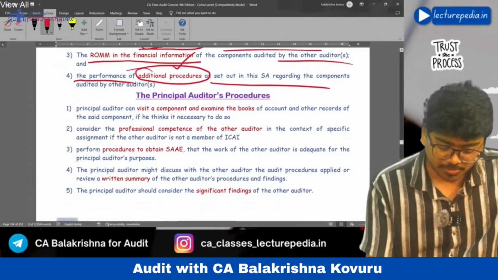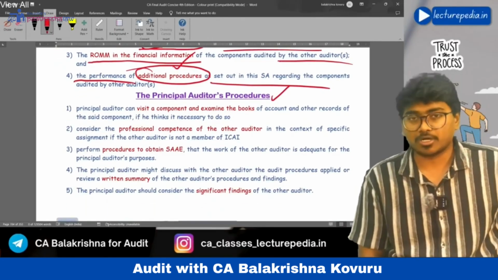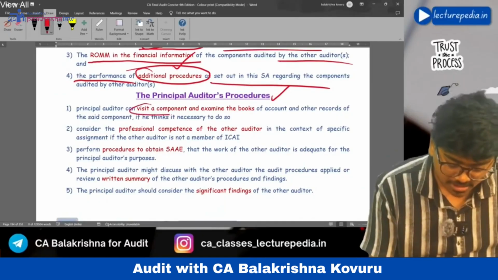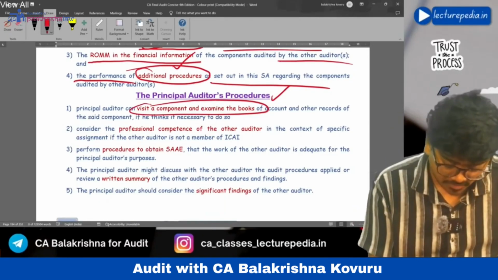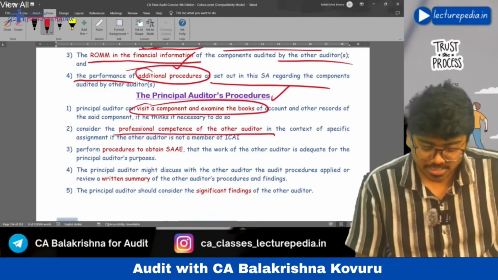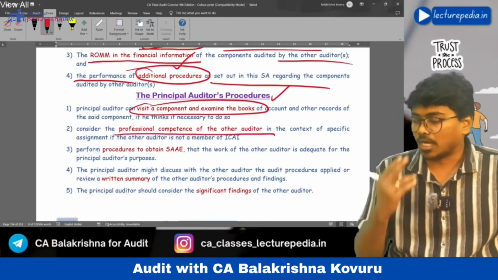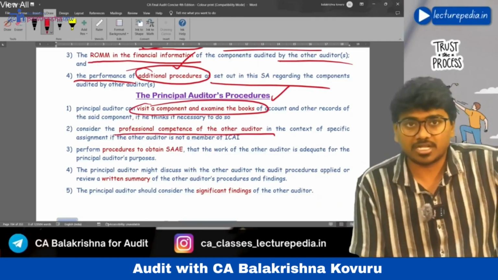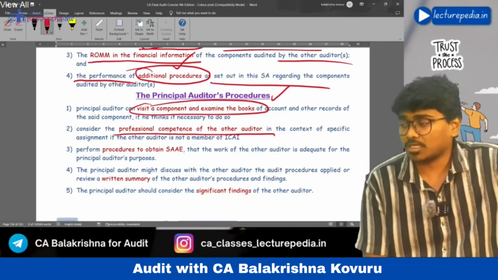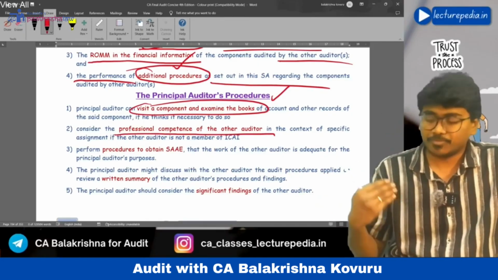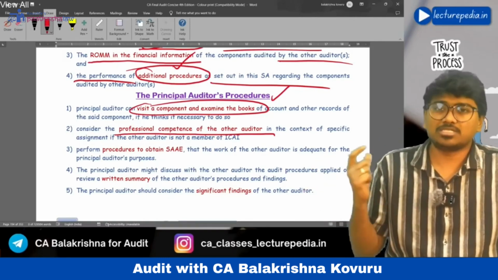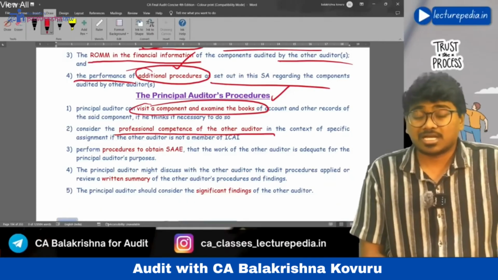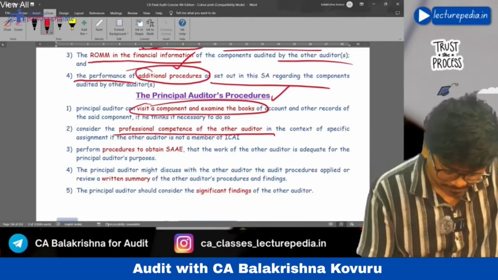Next, the principal auditor's procedures. What procedures will the principal auditor perform? He will visit the component and he will examine the books of accounts of the component. He will consider the professional competence of the other auditor. Now, the other auditor has audited the component financial statements. Whether the other auditor is capable, what knowledge the other auditor has, the competency of the other auditor will be considered by the principal auditor.